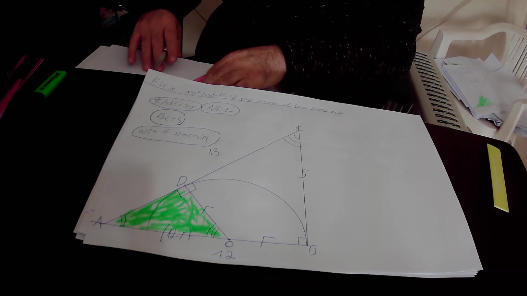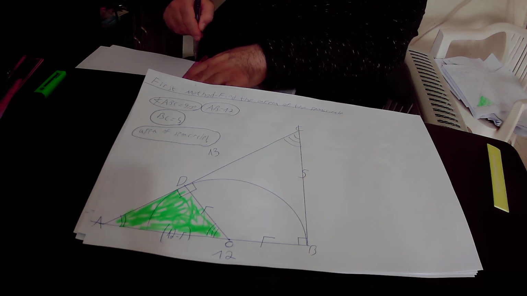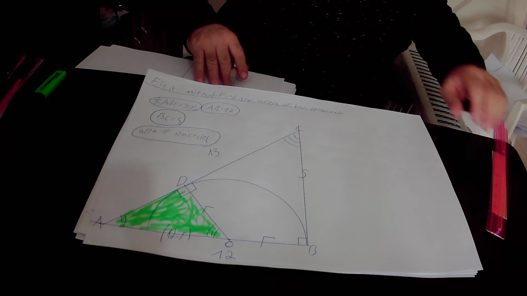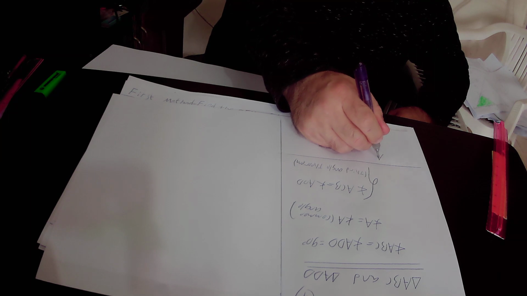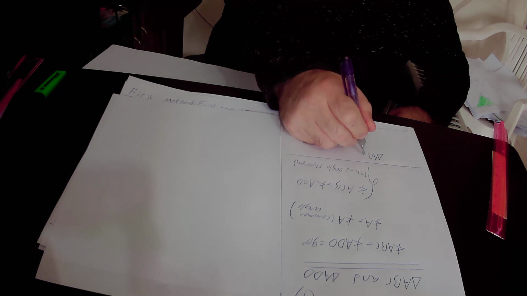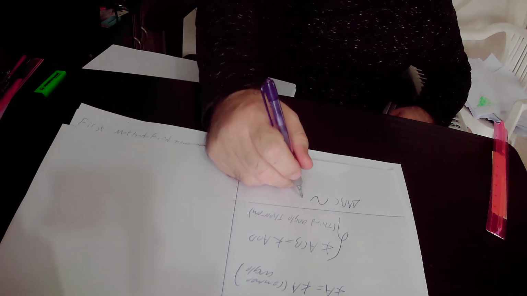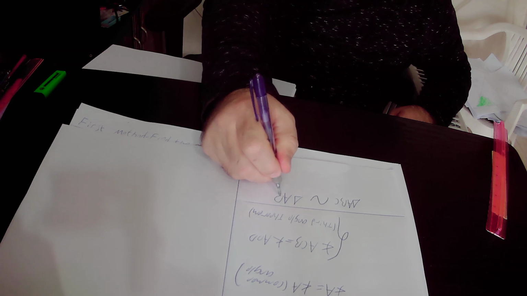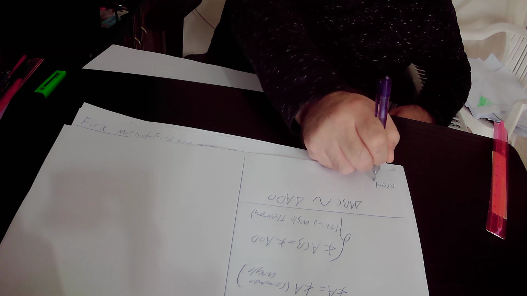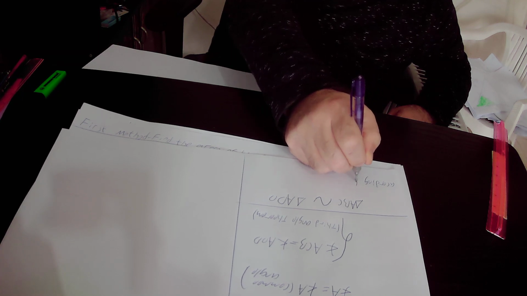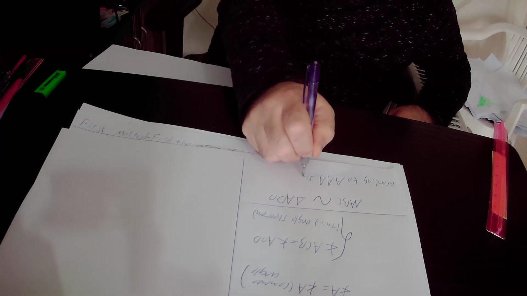Therefore, we can conclude that triangle ABC is similar to triangle ADO, the green triangle. Triangle ABC is similar, this is the sign of similar, to the green triangle, triangle ADO, according to the angle similarity rule.